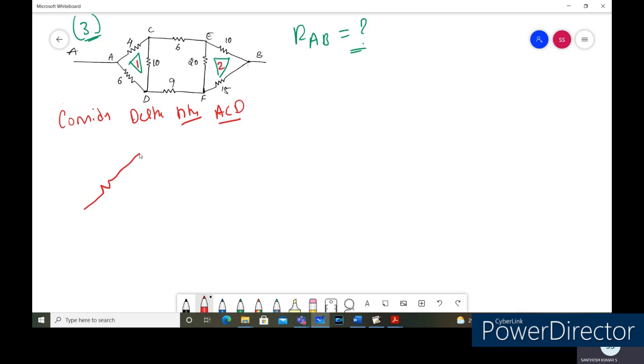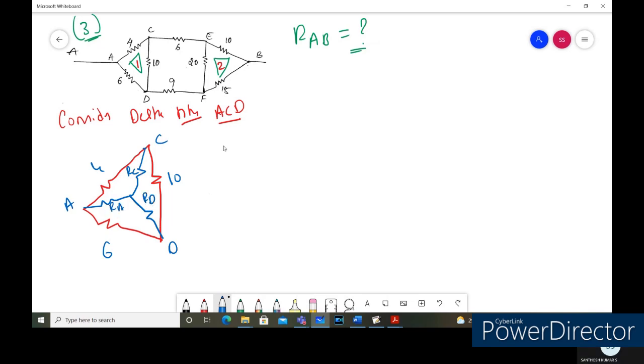I am going to construct the network the same way it appears, so that it will be easy for us to replace it back in the circuit diagram. This is node A, node C and node D. The values of the resistances are 4 ohm, 10 ohm and 6 ohm, and we construct the equivalent star network inside the delta. Here this is called RC, this is RA, and this is called RD.